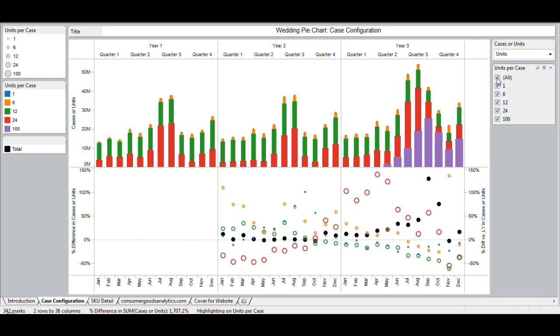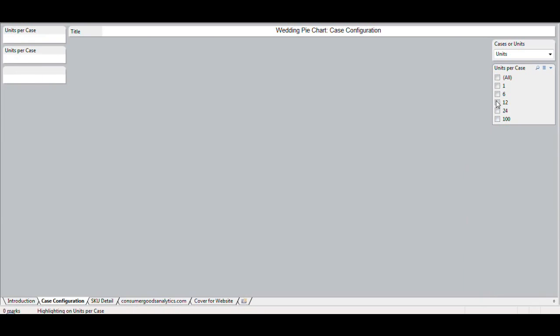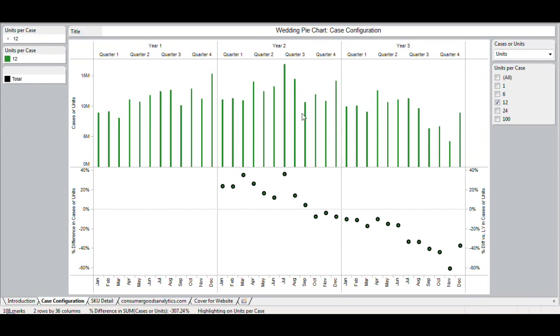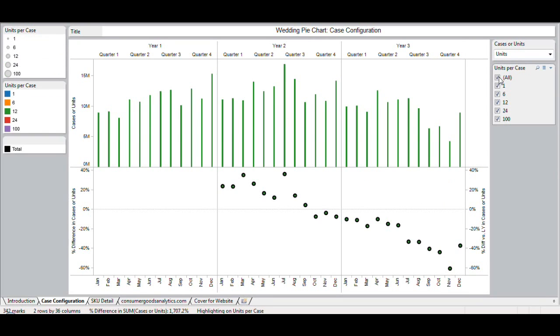Also, if we wanted to look at one of the configurations, we can select it. For example, if we only wanted to look at the 12 pack, then we can see the performance of each of the months and how it's doing overall.